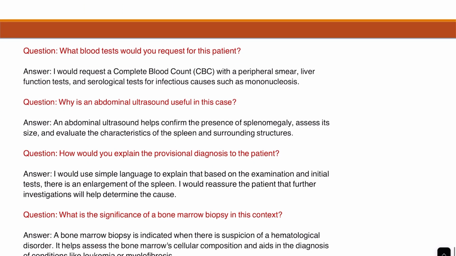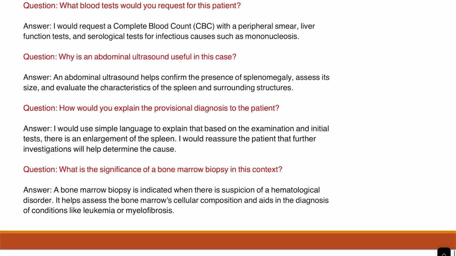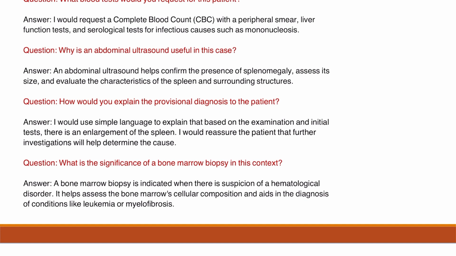What blood test would you request for this patient? Again, repetition. You're going to do CBC with peripheral smear, liver function test, and serological tests for infectious causes such as mononucleosis. Why is an abdominal ultrasound useful in this case? So abdominal ultrasound is important because it helps confirm the presence of splenomegaly, assess its size, and evaluate the characteristics of the spleen and surrounding structures.